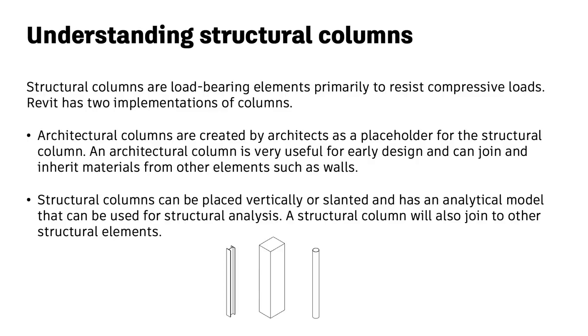Architectural columns are useful as placeholders for architects, as the finished column shape and size may not be yet known. These elements can be joined and materials will merge with other elements such as floors and walls. Structural columns can be placed vertically or slanted and also have an analytical model that's used for structural analysis. A structural column would also join to other structural elements.